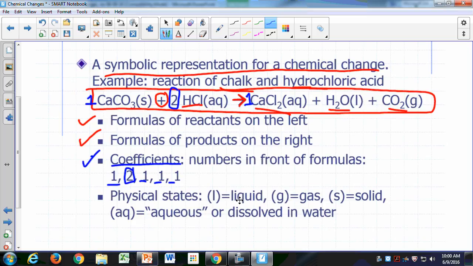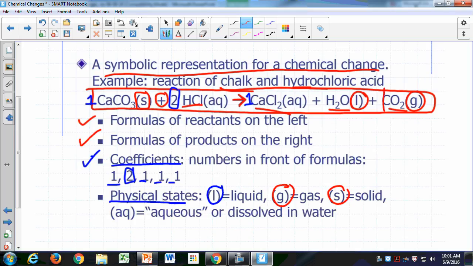Now, a more complete description of what happens could also include the physical states of the reactants and the products when the change was happening. So the L label here represents a liquid. The G label means you're dealing with a gas. The S label means you're dealing with a solid. So chalk is a solid.